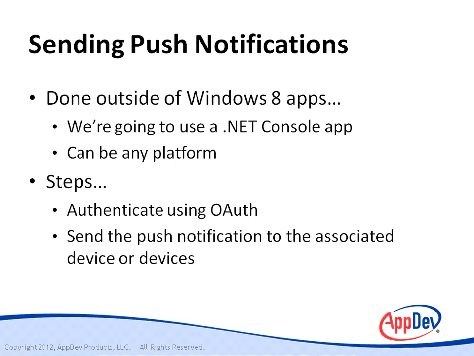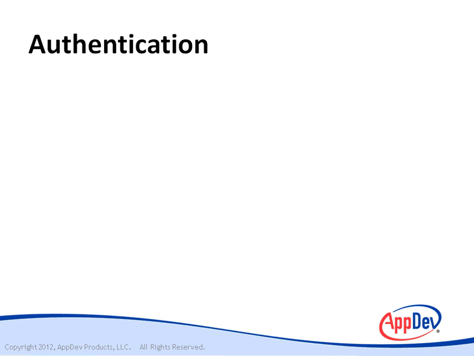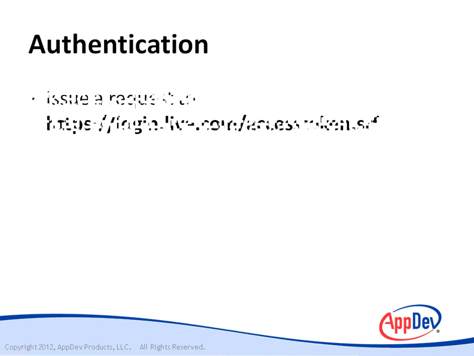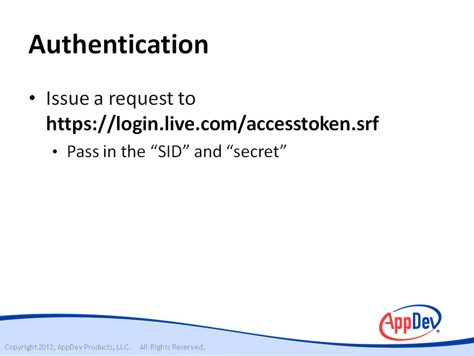So in terms of the actual notification, we issue a request to this specific URL, and we pass in the SID and the secret that we got before. If you remember when we registered the application on live.com, those were the two values we had in return. When we make that call, if it's successful, we'll get a token back.